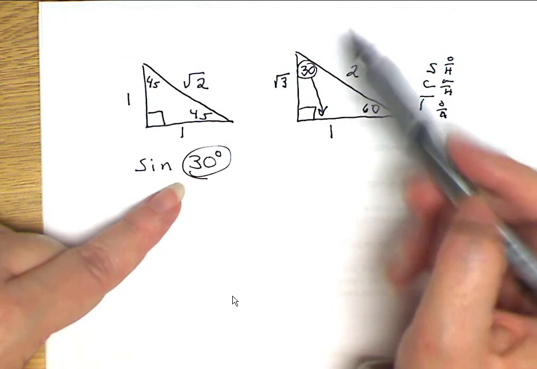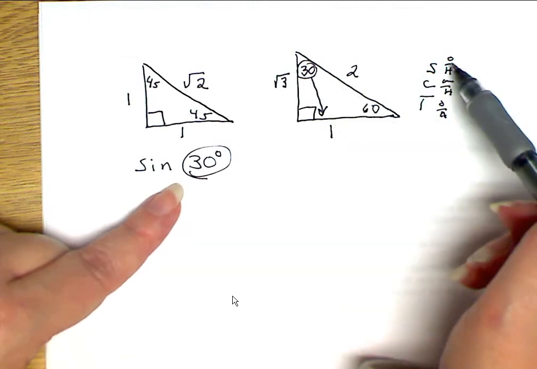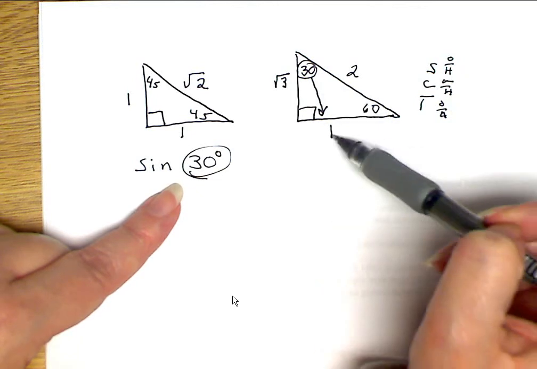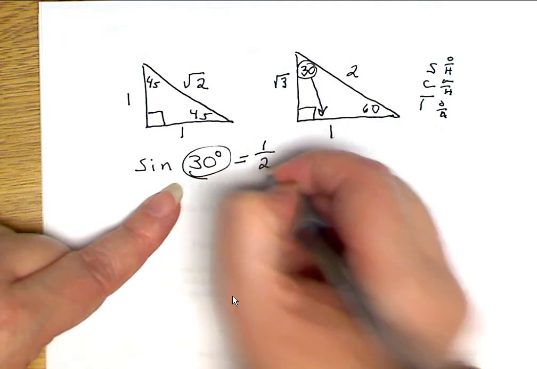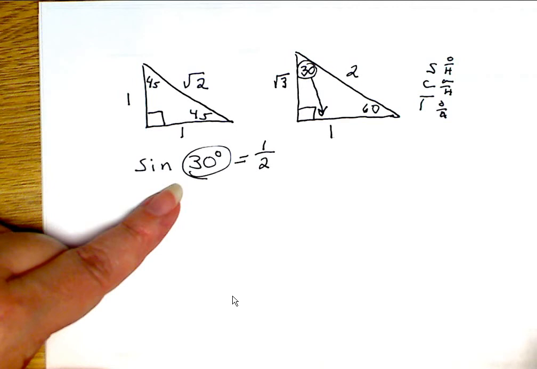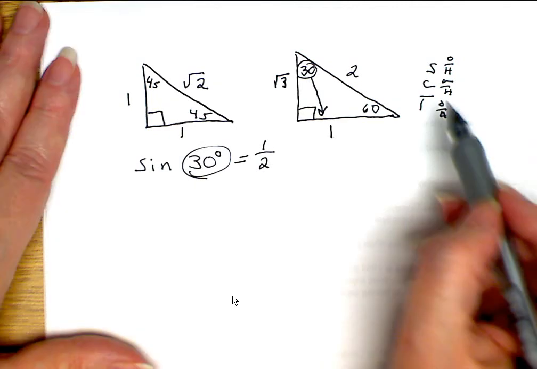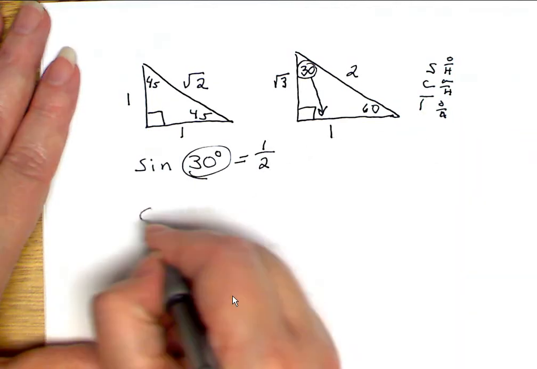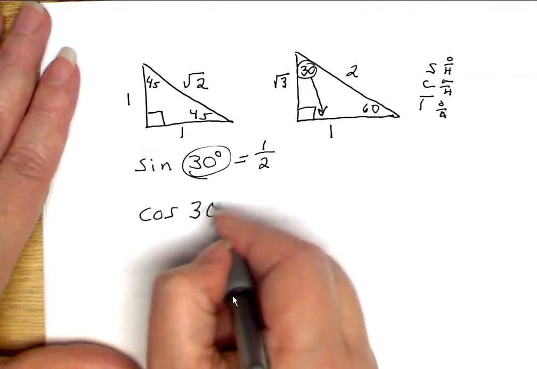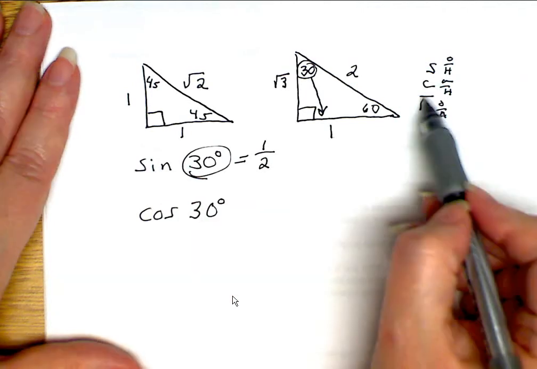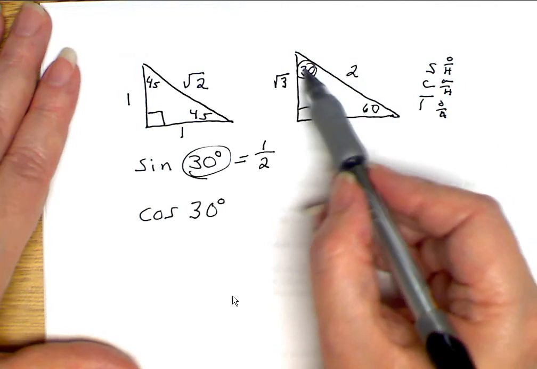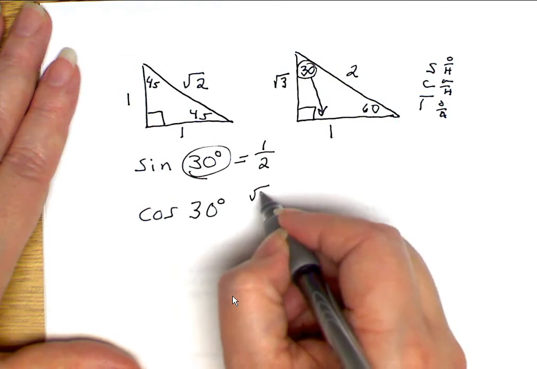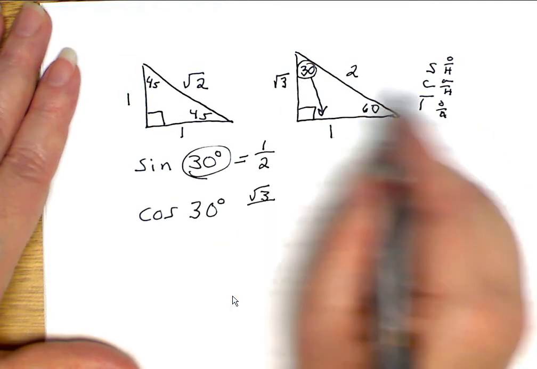All right. So opposite over hypotenuse. Opposite is 1. Hypotenuse is 2. So sine of 30 is 1/2. Cosine of 30 is adjacent over hypotenuse. We're looking at the 30. Adjacent to it is square root of 3 over my hypotenuse of 2.